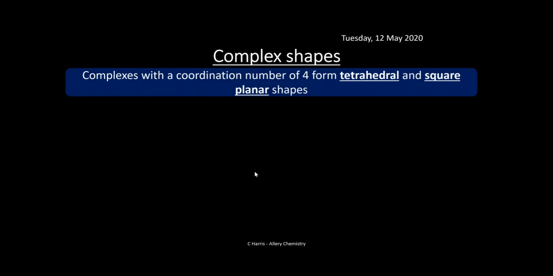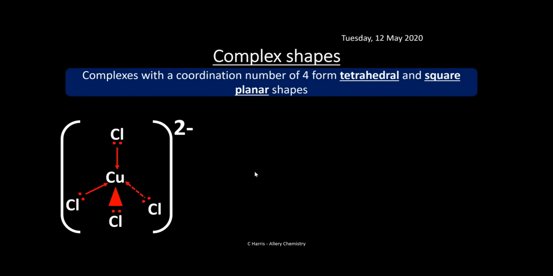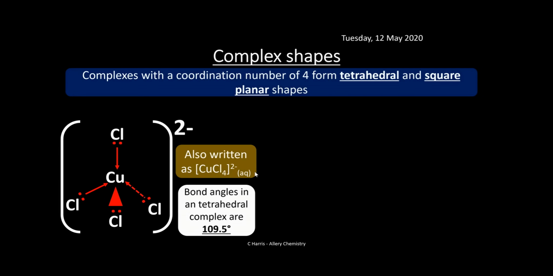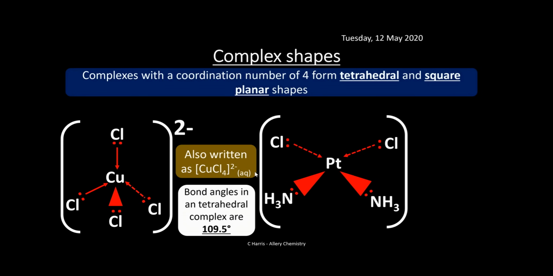Okay. So complexes with a coordination number of 4 form tetrahedral and square planar shapes. So let's have a look at this one. This is chlorine. Remember, the chloride ligands are bigger, so you can't fit as many of them around that central metal ion. So this is copper, with 4 chlorine ligands around it. Also written as that, so [CuCl4]2-. Bond angles in a tetrahedral complex are 109.5 degrees, so you'll remember that again from year 1 chemistry.